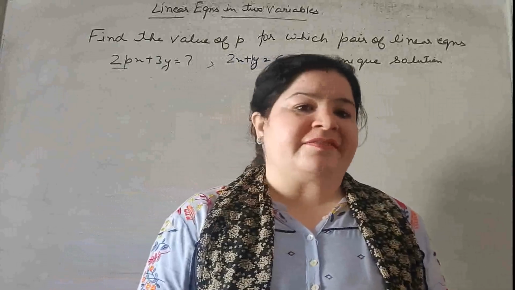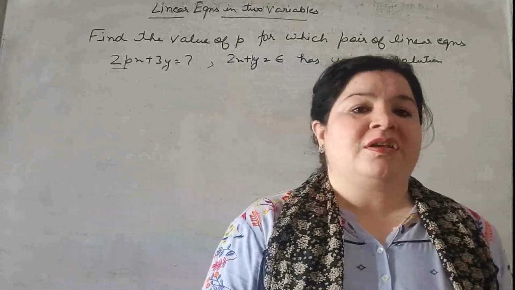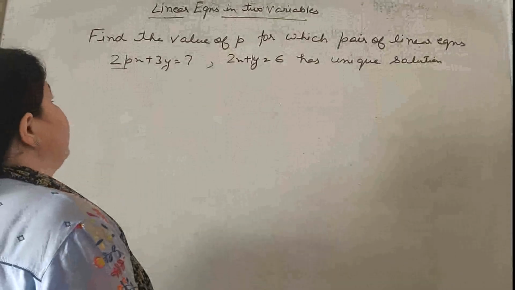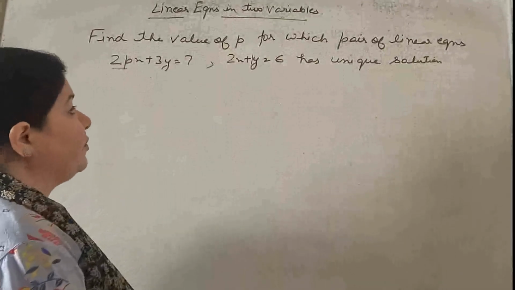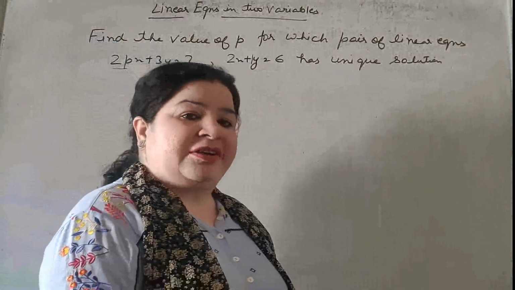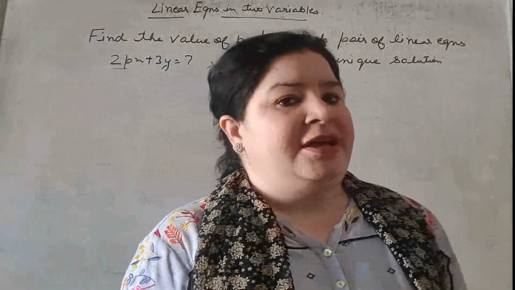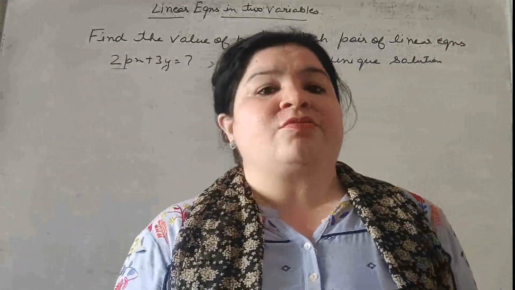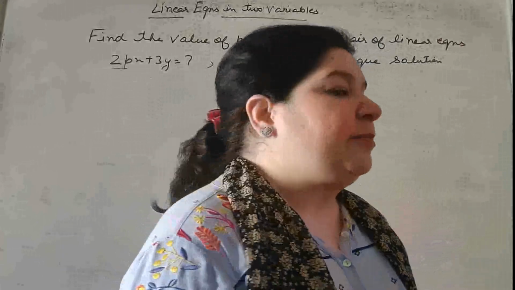Now let us consider one question based on the different types of solutions of linear equations. Find the value of p for which the pair of linear equations has a unique solution. Unique solution का condition हम लोगों ने किया था. Condition क्या है? a1 over a2 is not equal to b1 over b2. Now think, what are a1, a2, b1 and b2 here.